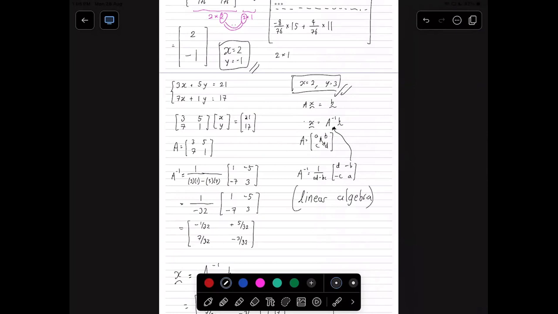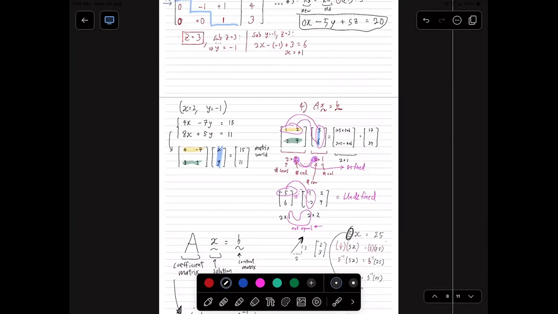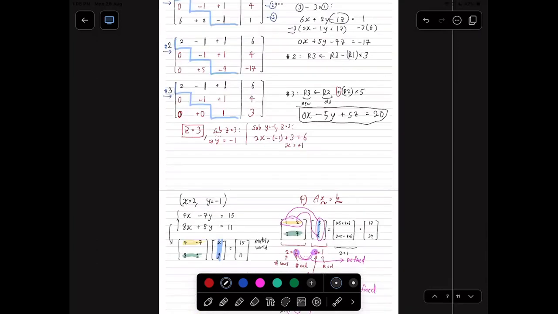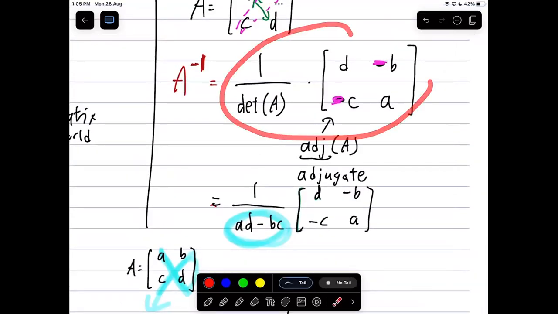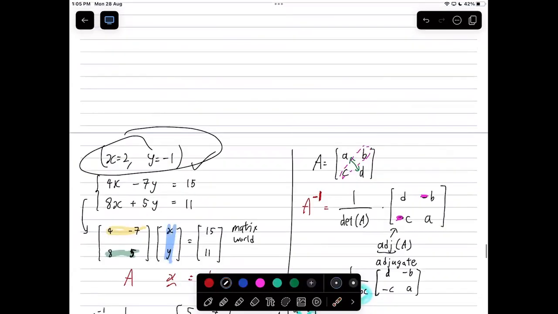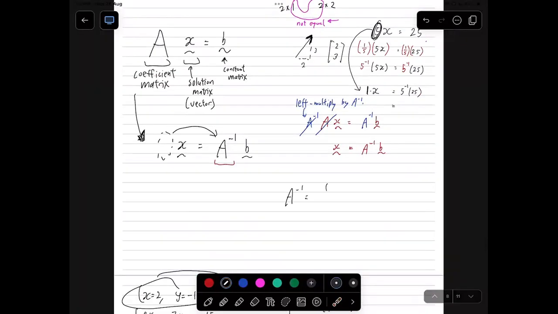For 2 by 2. For 3 by 3, wow, you need to know the full definition of an adjugate as well as the full definition of a determinant. The full formula is A inverse is defined to be 1 over the determinant of A multiplied by the adjugate of A. You'll learn more about what a determinant and an adjugate are in the future. I will not explain. Wait for a university prof to explain for you.